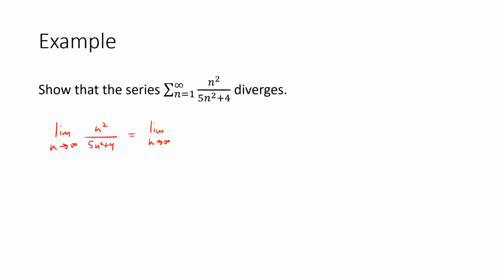In this case, dividing out the n squared from the top and the bottom, I have 1 over 5 plus 4 over n squared. We know 4 over n squared will go to 0 as n goes to infinity. So this limit will equal 1/5, and in particular, it's not equal to 0.